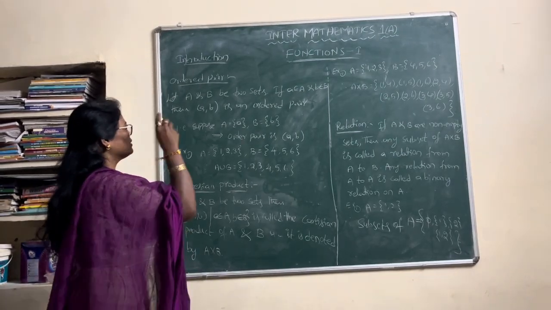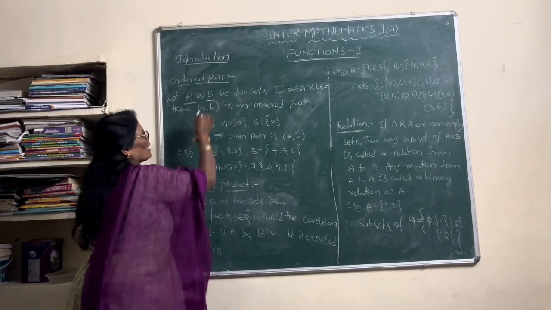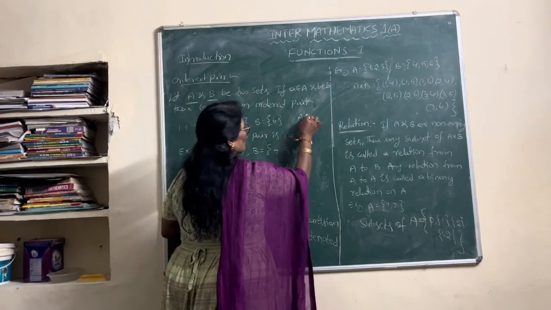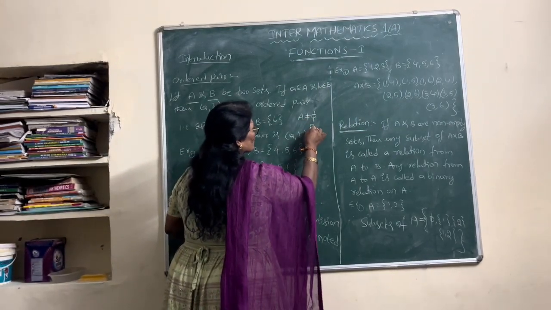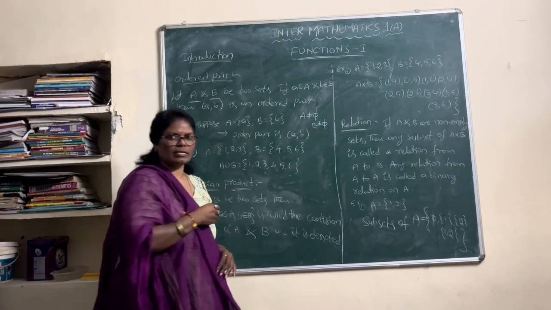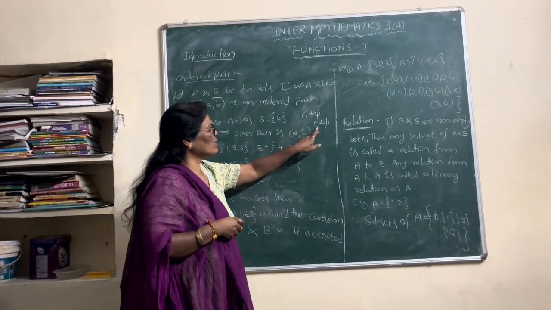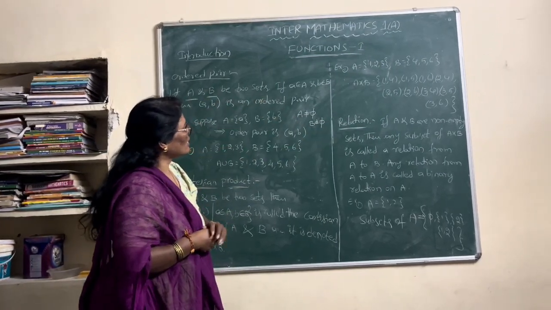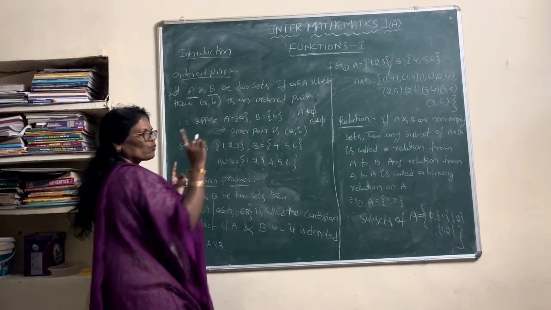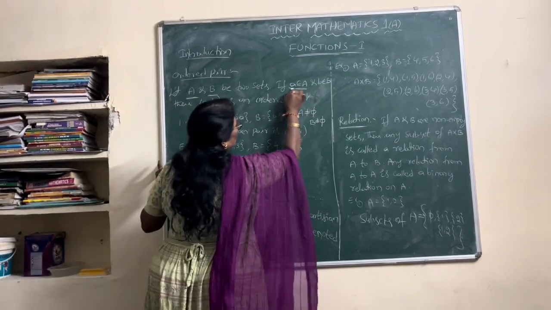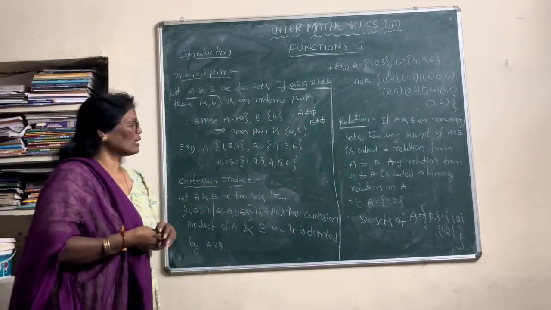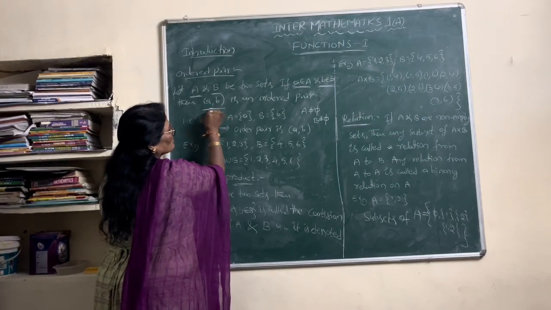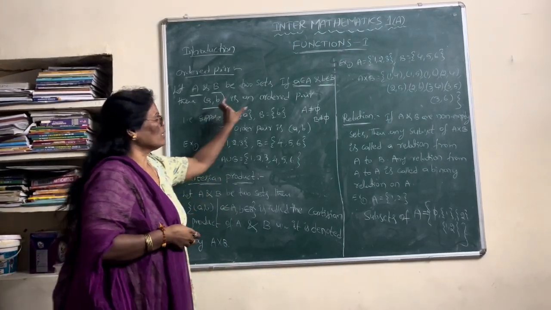Okay, so here suppose you take A and B to be two non-empty sets. Non-empty sets means each set should contain at least one element. So A is non-empty as well as B is non-empty. These are the two sets we are taking. Suppose a belongs to A and b belongs to B. In this structure (a, b), this pair is what we call an ordered pair.